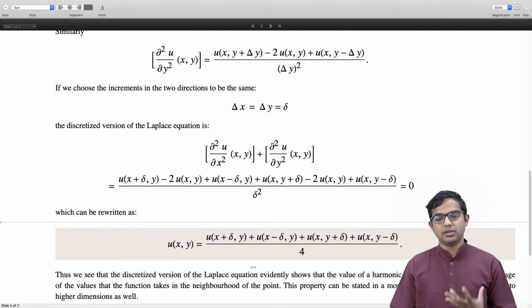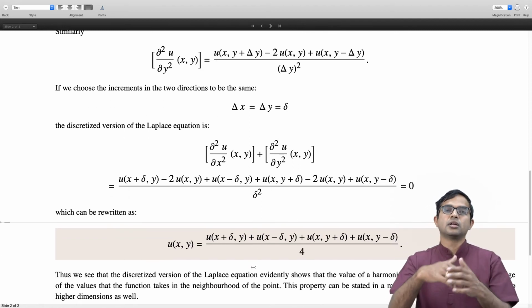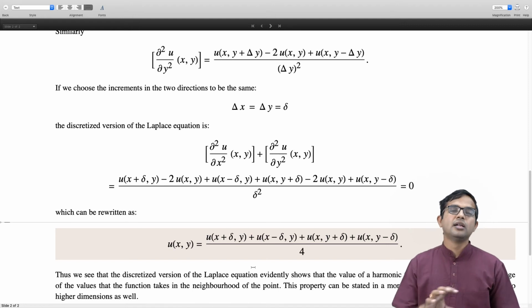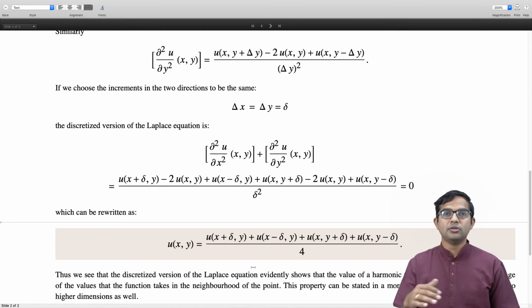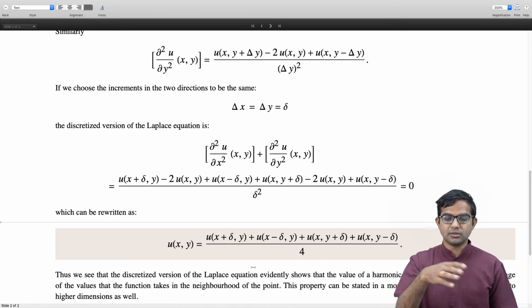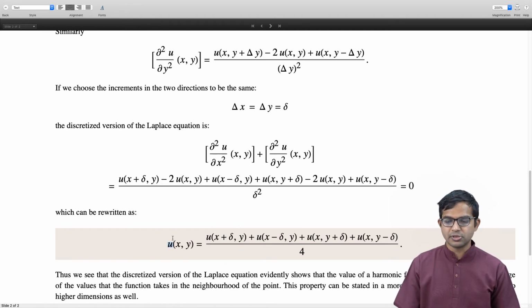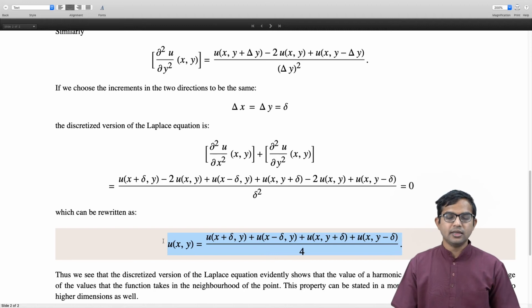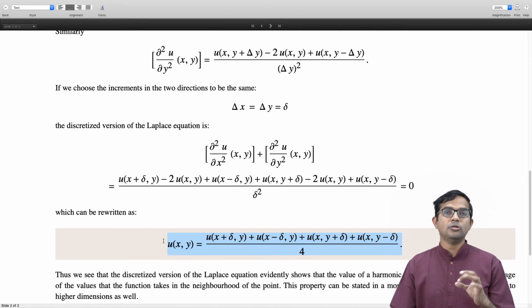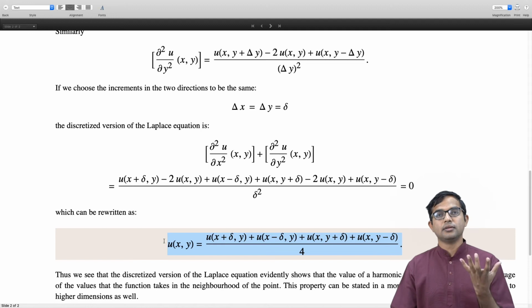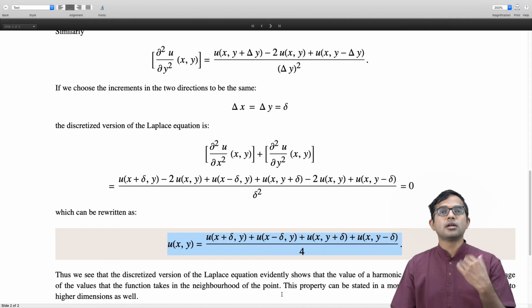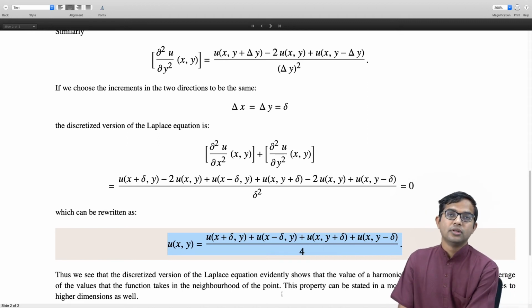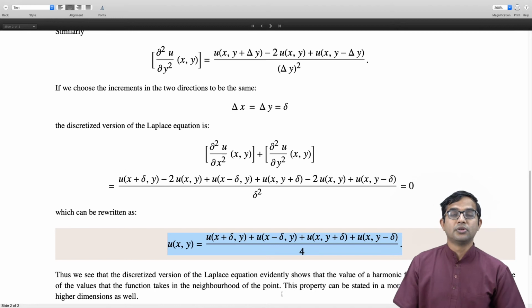So this property is in fact true even in the continuous version itself. You can come up with some way of writing an integral and show that the value of u of x comma y is going to be the average of the value that it takes in some neighborhood. You can come up with some path and then work it out and so on. There's a more rigorous way of showing this, but here we see explicitly and in a simple way that indeed there is this property of the mean value, of the function taking the mean value of its values in its neighborhood, and this is in fact identical to the definition of the Laplace equation, right?